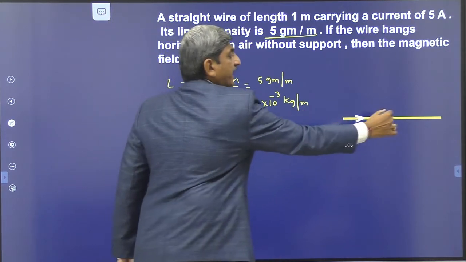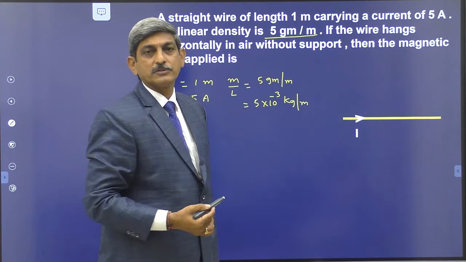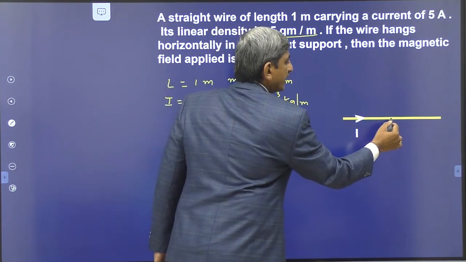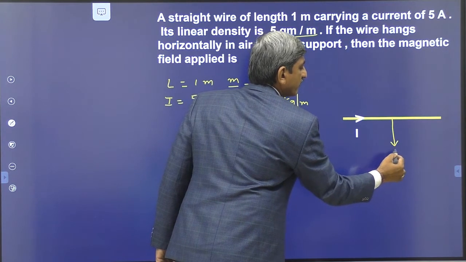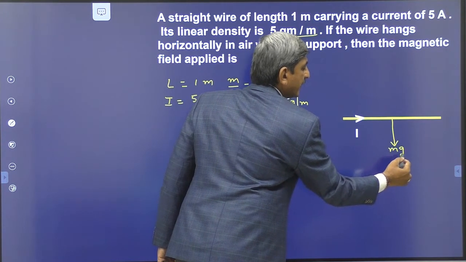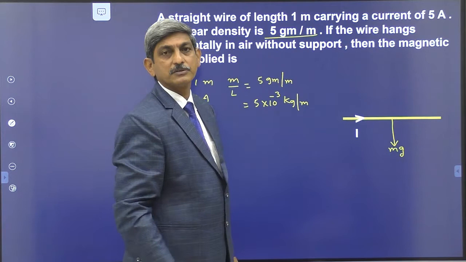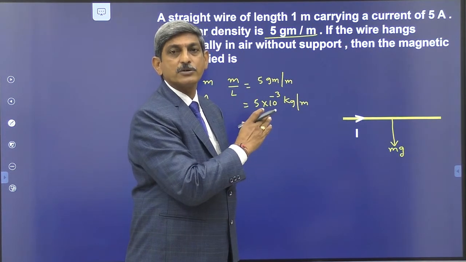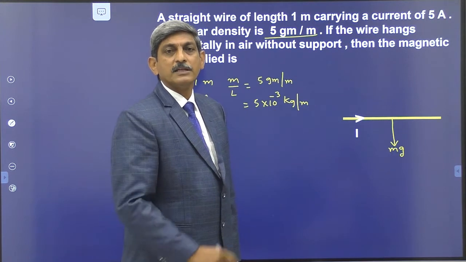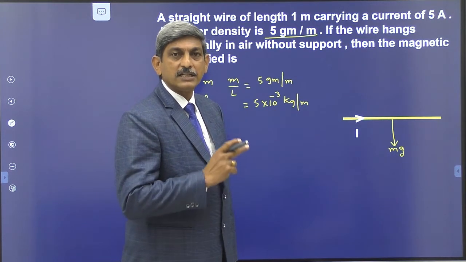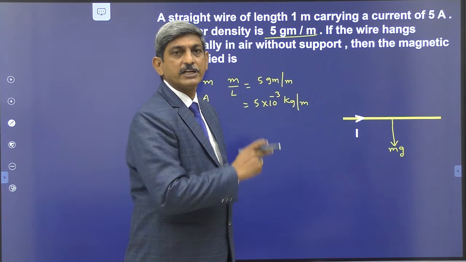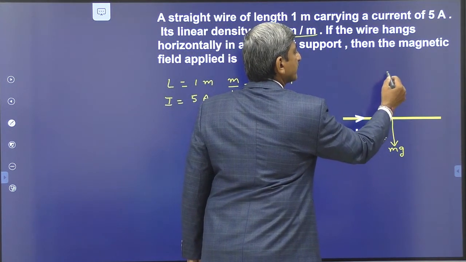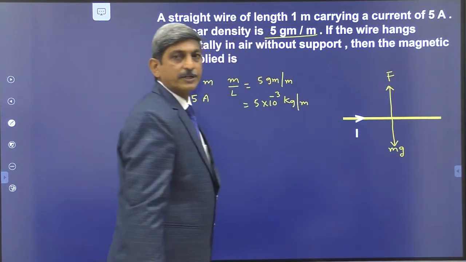Now, this wire is held horizontally without any support. Already we know that whenever there is a body, the weight of the body is acting vertically downwards. Because of that weight, the body falls down. But it is given that it is not falling; it is supported without any support. It is possible only when an equal amount of force is acting on the wire in the upward direction to balance the weight of the body.